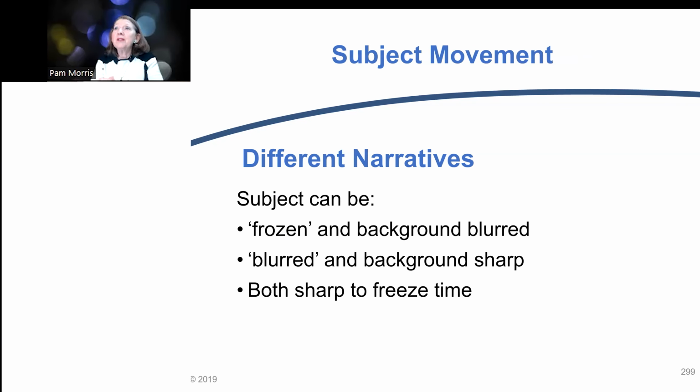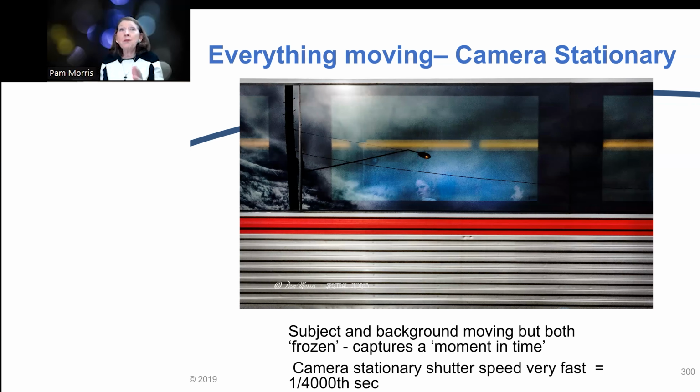So the first one we're going to have a look at is the different narratives, depending on what's happening with the subject, whether the subject and the background are frozen, whether the subject is frozen and the background is blurred, whether both of them have been frozen in time. All of them contribute to the narrative. So the first one we're just going to have a look at is a scenario that we typically have, where the subject and the background is frozen.